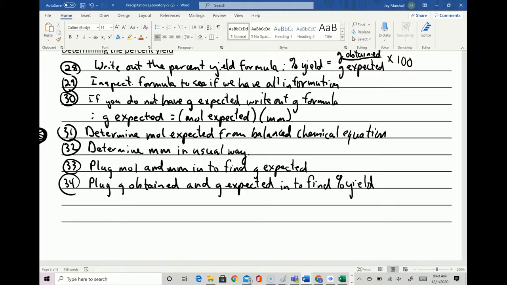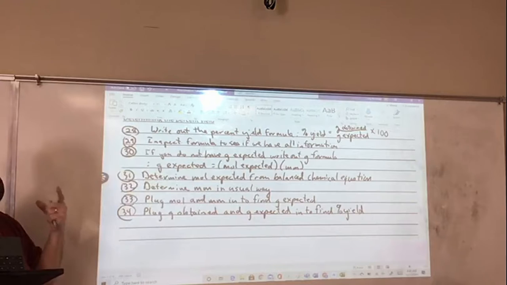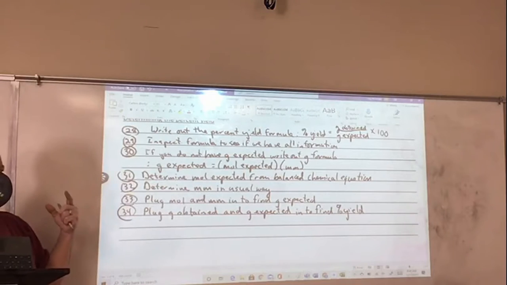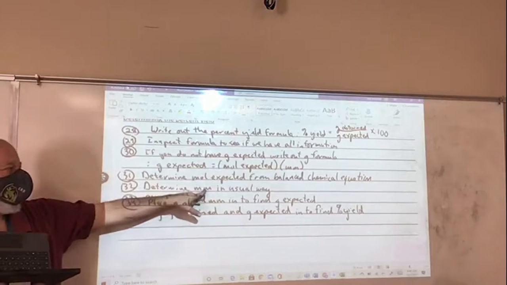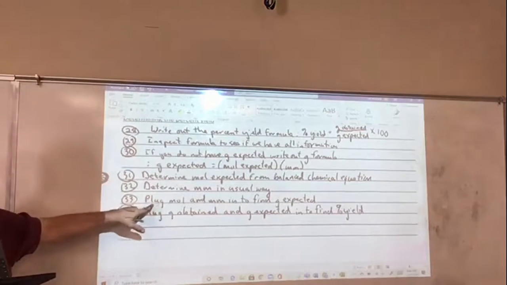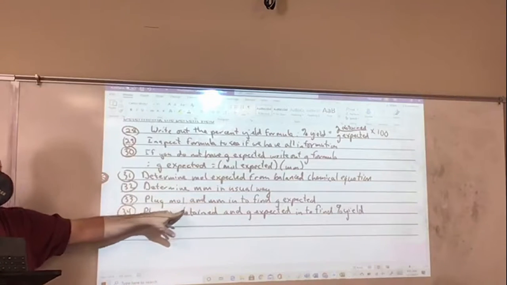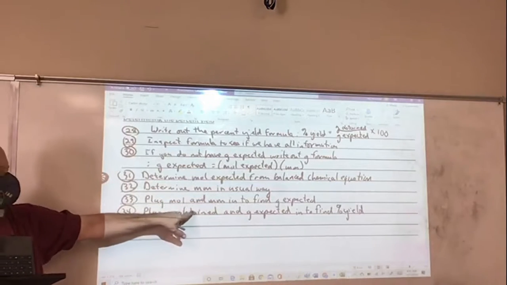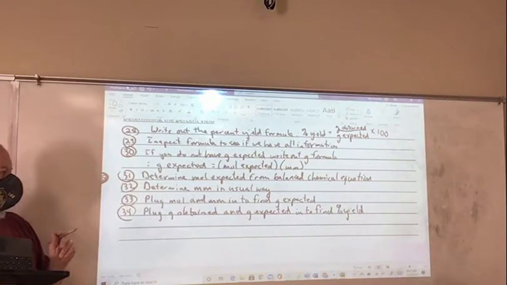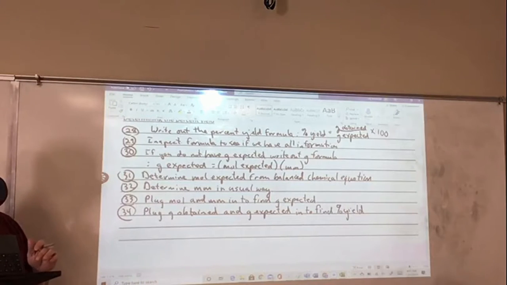Well, wait a minute. I don't have moles expected, so I can determine moles expected from the balanced chemical equation. And we did that. We found out that we needed 0.01 moles because that was the same as the number of moles of the reactant. We determined the molar mass of lead iodide. We plugged the moles and molar mass in to find the grams expected. We plugged the grams expected and obtained in to find the percent yield.